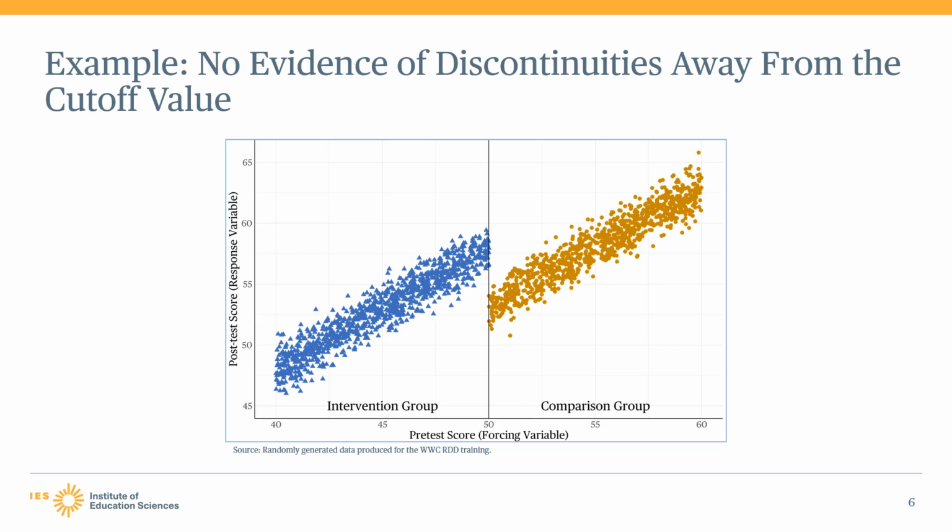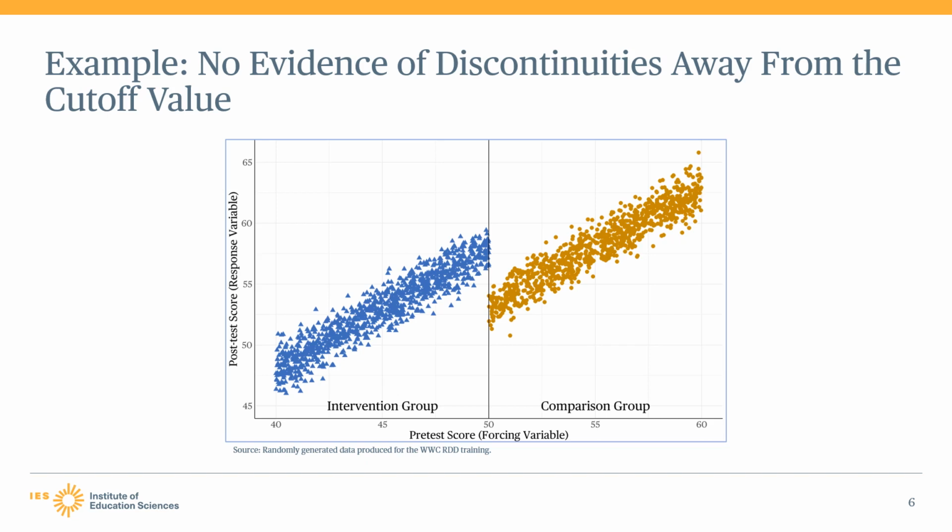The scatter plot provides graphical evidence to support RDD criterion 3A. There is no evidence in this graph of a discontinuity in the outcome forcing variable relationship at values of the forcing variable other than the cutoff value. In this example, there is a clear discontinuity in the outcome forcing variable relationship at the cutoff value of 50.